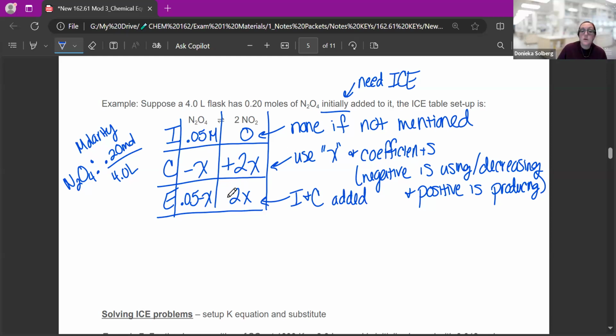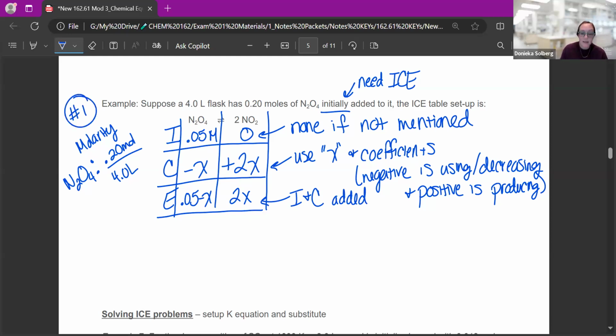Okay, so at equilibrium, I will have 0.05 minus whatever X was. And at equilibrium, I will have 2X, whatever X is. Okay, so the first thing you want to do is set this up. This is going to be our number 1: set up your ICE table.